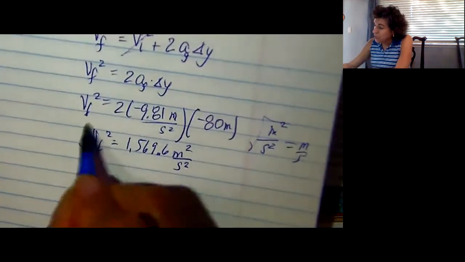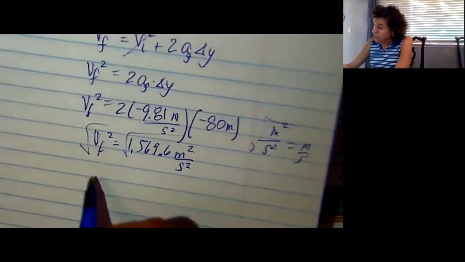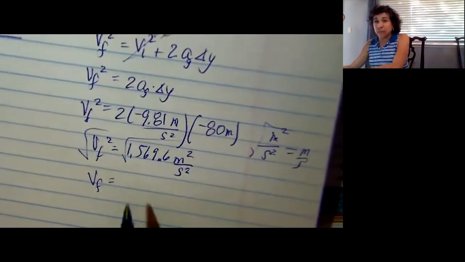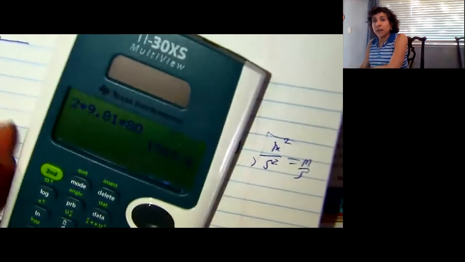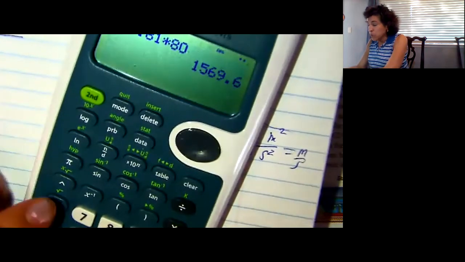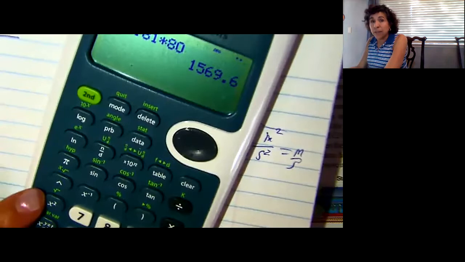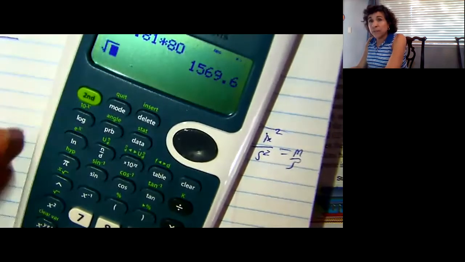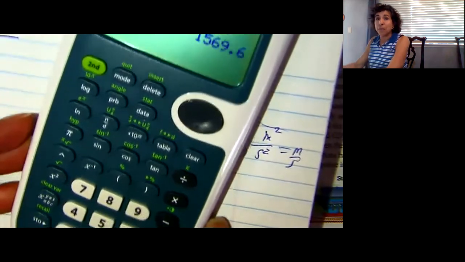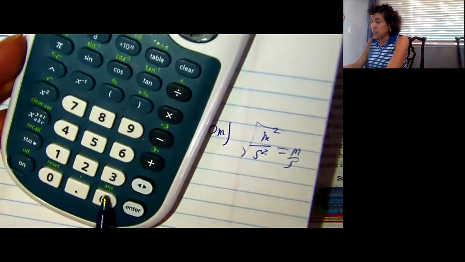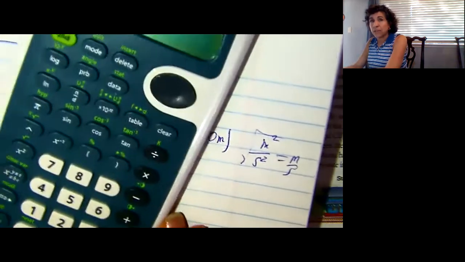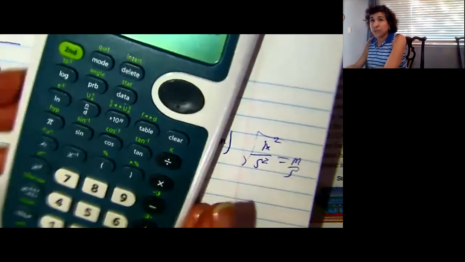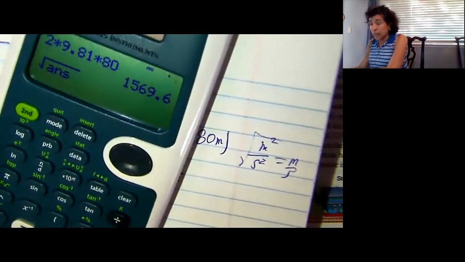So how do I figure out V final? Well, if I take the square root of both sides, what's the square root of V final squared? V final. So in my calculator, I'm going to look for the square root sign. There's my little square root sign. I have to use the second button, the green button, square root. You can see the square root. And then I don't want to type up the answer. If I click on green and answer, I can get the answer. Second answer. There we go. So all that, and I do square root.